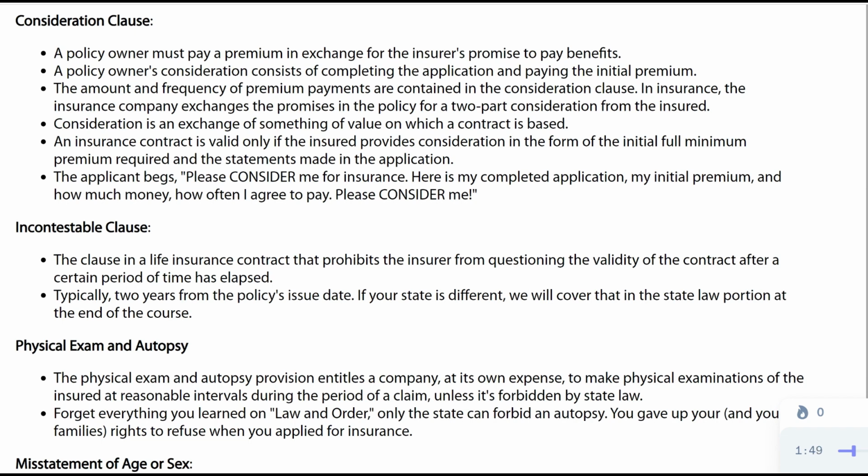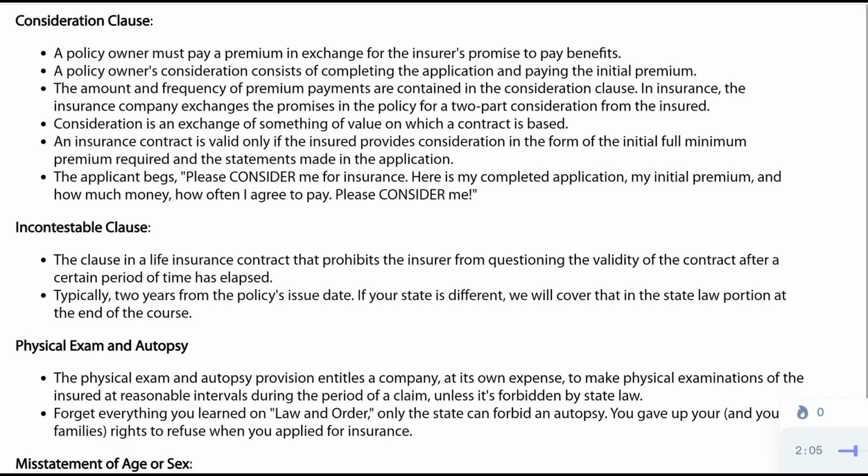The amount and frequency of premium payments are contained in the consideration clause. In insurance, the insurance company exchanges the promises in the policy for a two-part consideration from the insured. Consideration is an exchange of something of value on which a contract is based. An insurance contract is valid only if the insured provides consideration in the form of the initial full minimum premium required and the statements made in the application.